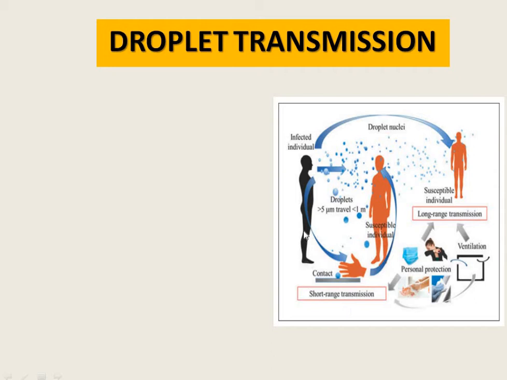So there are two types of transmission: number one is short range transmission and number two is long range transmission. What is short range transmission? Suppose a person is near in a shorter range, then when a person sneezes or coughs, the droplet infection can spread to them. While in long range transmission, the droplets can remain in the air, and if you travel through that common area, we can have long range transmission also.